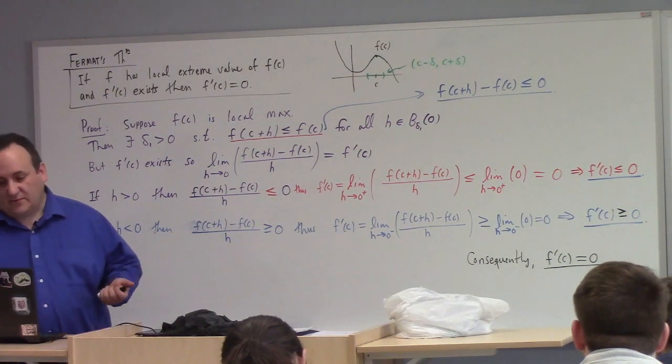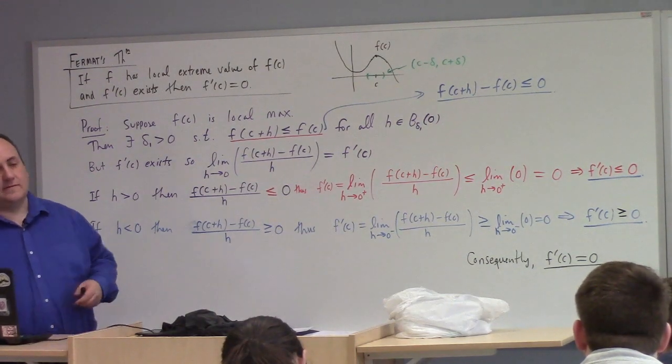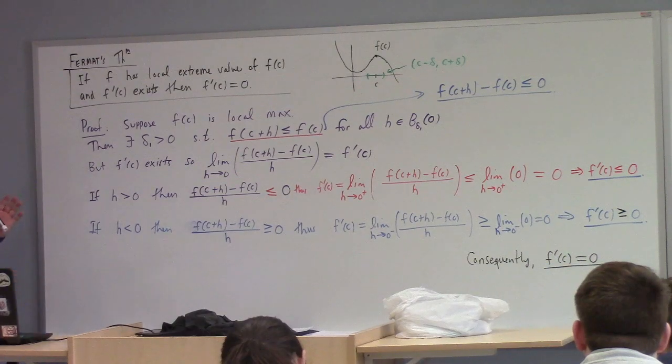But there you go. This is Fermat's theorem. So what this gives us is a blueprint for finding local extrema, right? Okay, so fine. This is only half the proof. What's the other half of the proof? If it's a local extreme, it's either a min or a max, right? This is the proof for max.